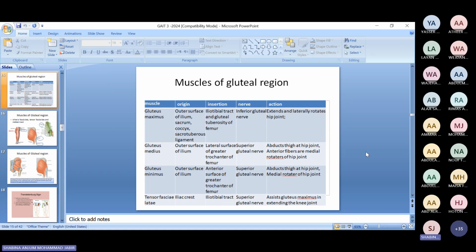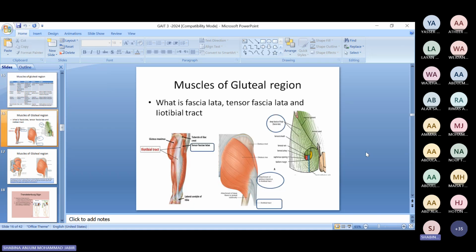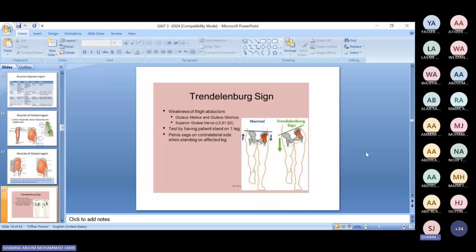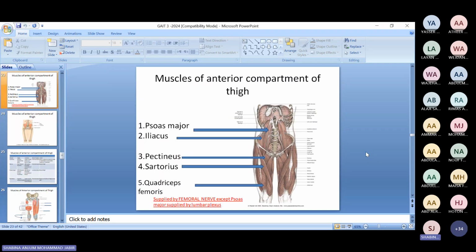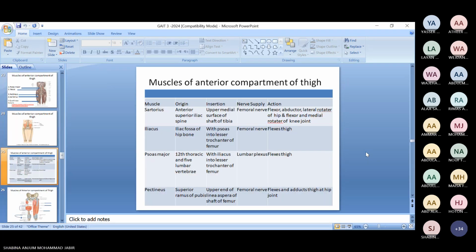So now you know which is the chief muscle for extension, and the chief muscle for flexion. Now you know the lateral rotators also. So what is the nerve supply for the anterior compartment of the thigh? Which is the nerve for the anterior compartment of the thigh? Femoral nerve. Very good. It is the femoral nerve.